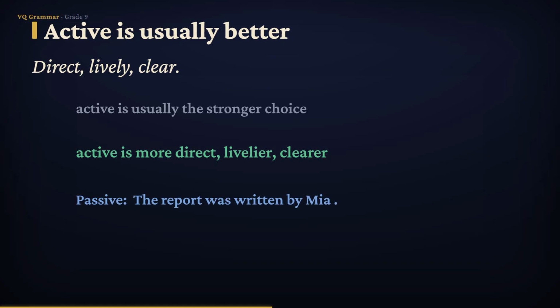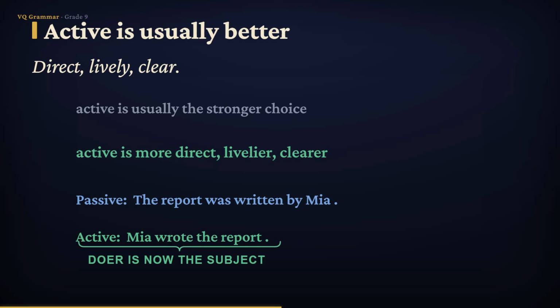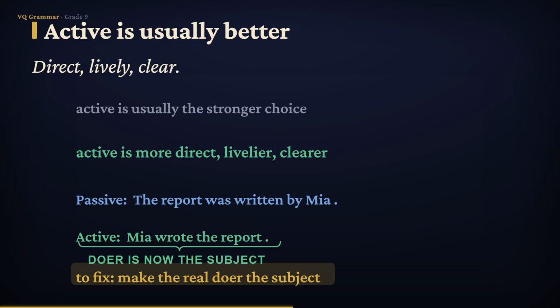Take a passive sentence. The report was written by Mia. To turn it active, just make the doer the subject. Mia wrote the report. Now Mia is sitting in the subject's seat, and the sentence is shorter, punchier, and clearer about who did what. The trick is always the same. Find the real doer and move it into the subject's seat.